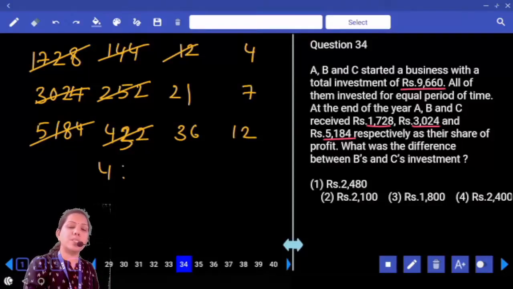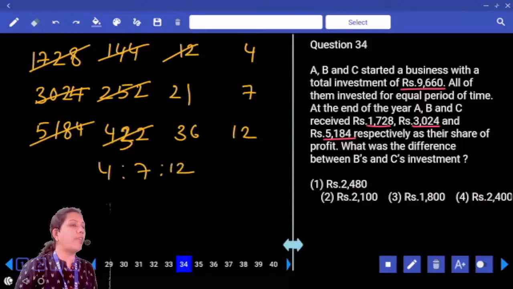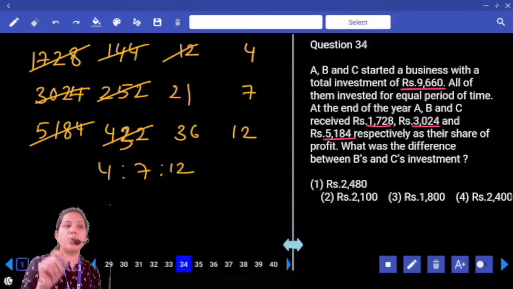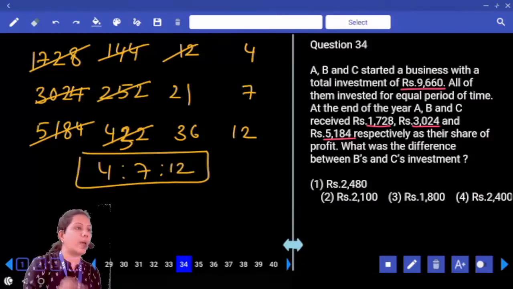4 is to 7 is to 12. What is 4 is to 7 is to 12? Profit ratio. If time is constant, what is profit ratio? 4 is to 7 is to 12 is basically the profit ratio. If time is constant, profit ratio is also called the investment ratio.